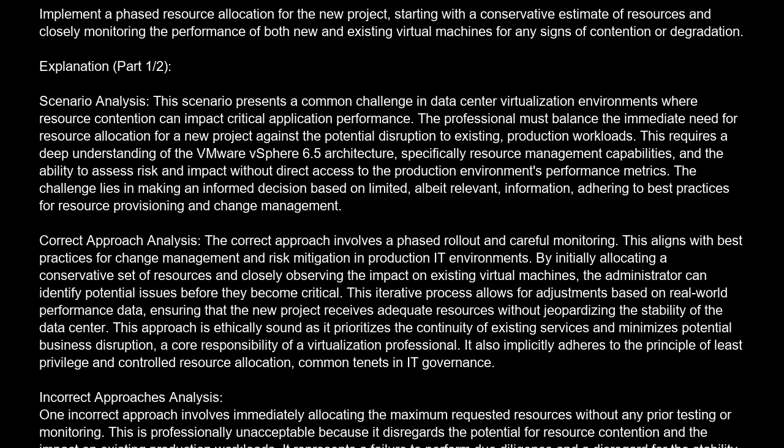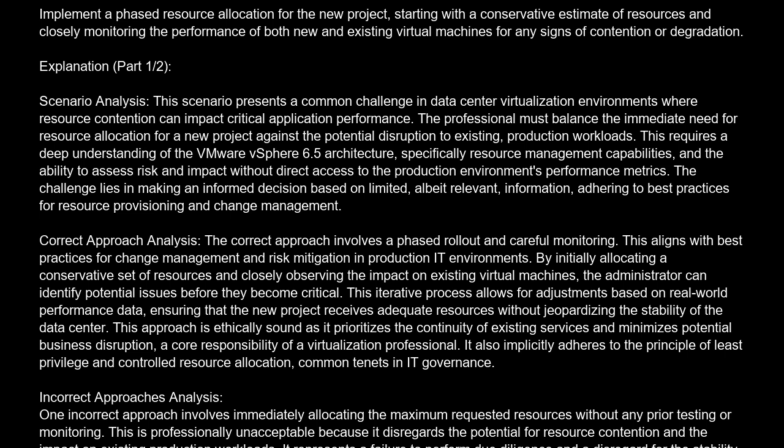The correct approach involves a phased rollout and careful monitoring. This aligns with best practices for change management and risk mitigation in production IT environments. By initially allocating a conservative set of resources and closely observing the impact on existing virtual machines, the administrator can identify potential issues before they become critical. This iterative process allows for adjustments based on real-world performance data, ensuring that the new project receives adequate resources without jeopardizing the stability of the data center.